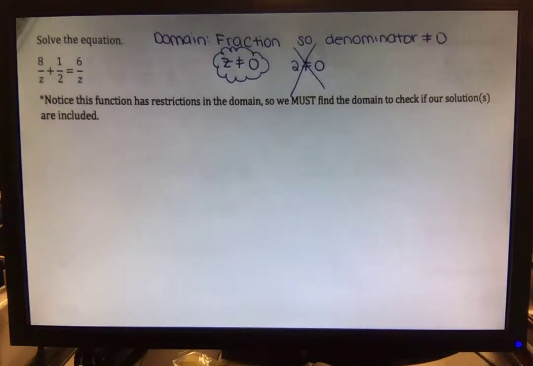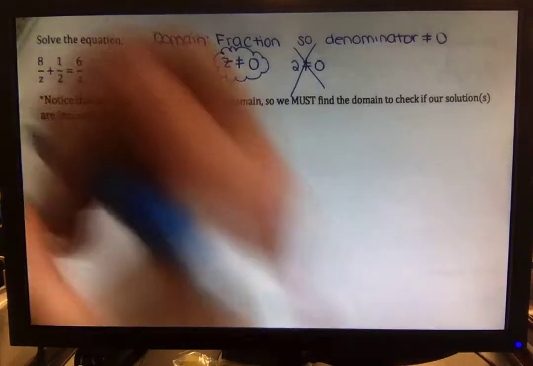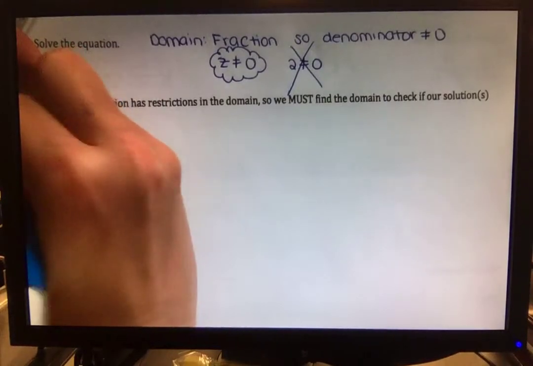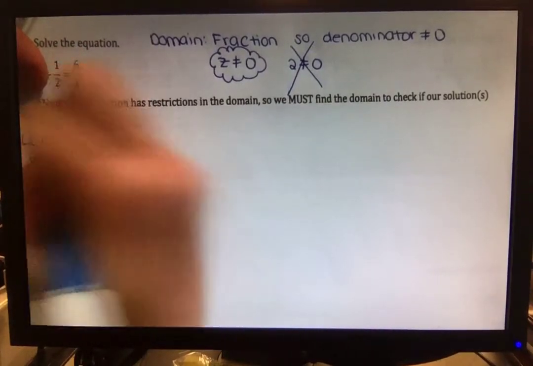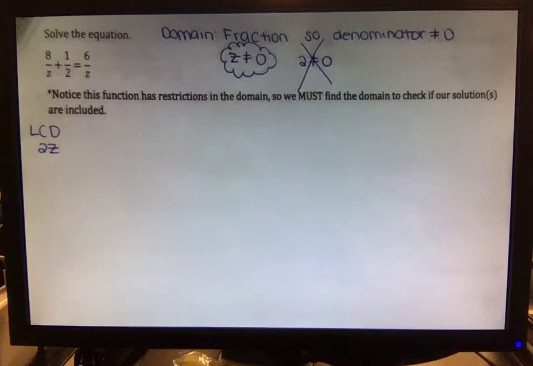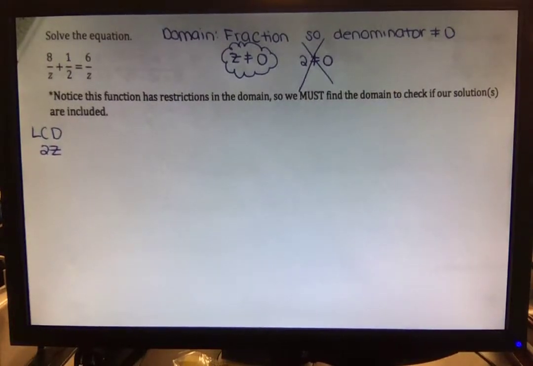My thing is, I really don't like fractions either. I know y'all don't like fractions. So my first thinking is, let's get rid of the fractions as soon as possible, right? Let's go ahead and knock out all the fractions. So what is our LCD? 2z, good. Our LCD is 2z.